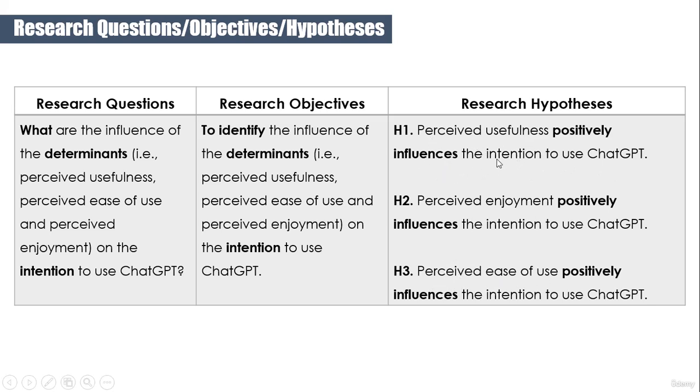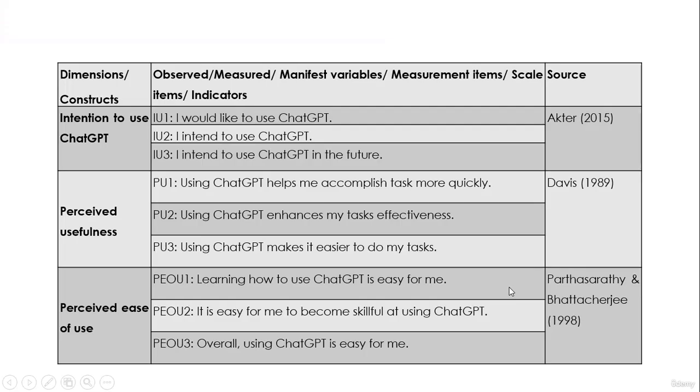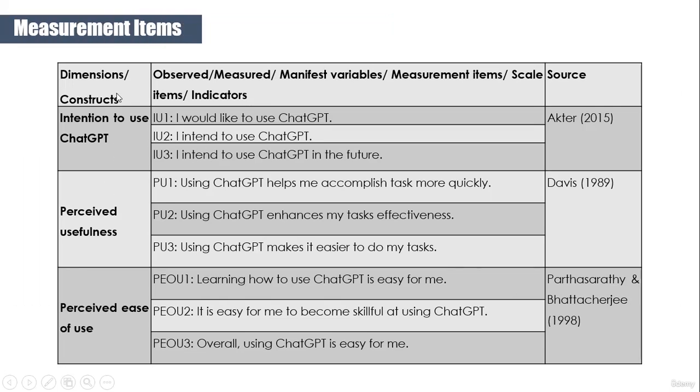After data collection, we will test the data, and we will try to see whether perceived usefulness, enjoyment, and ease of use positively influence the ChatGPT use intention or not by our findings. After that, let us see the measurement items. That means we have formulated our factors or the individual constructs.